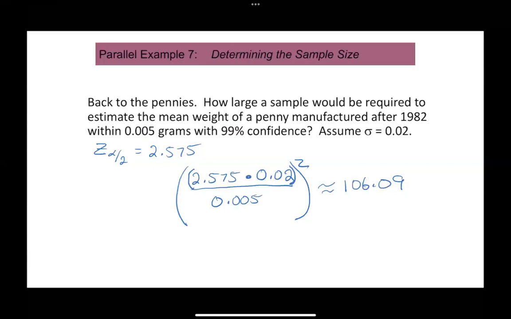Okay, so remember, we always round up. I know this is practically 106, but we can't accept that. So our sample size, our N, would be 107. We would need a sample size of 107 to get a margin of error of 0.005 and a 99% confidence. Questions?